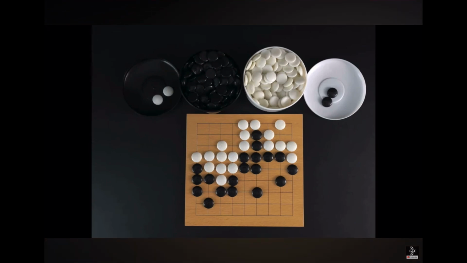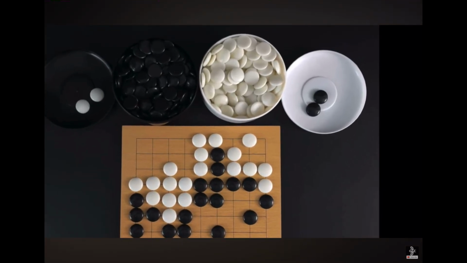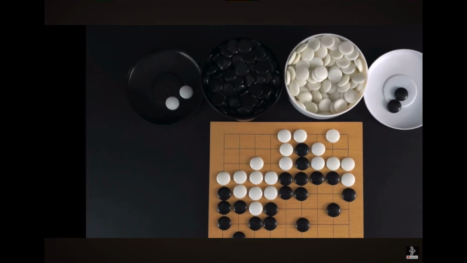Players will score the amount of open intersections they have enclosed minus any markers that were captured by their opponent. Here, black scores for 28 open intersections, minus 2 for the captured black markers, for a total of 26. White scores for 15 open intersections, minus 2 for the captured white markers, for a total of 13.